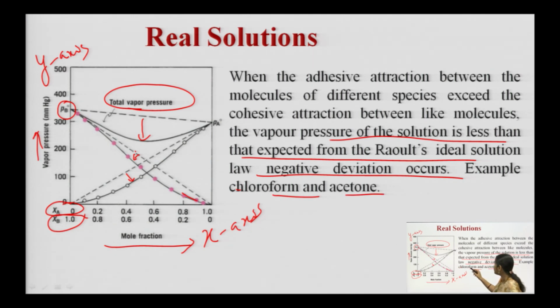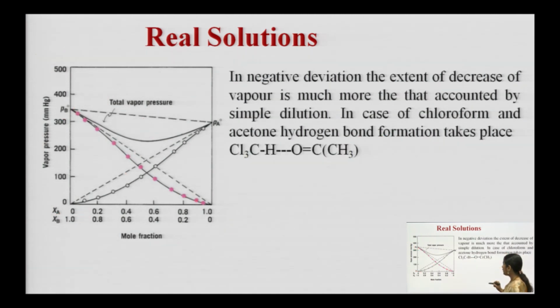An example of this is chloroform and acetone. What happens in case of chloroform and acetone? A hydrogen bond is formed between chloroform and acetone. As hydrogen bond formation takes place, their escaping tendency is reduced compared to what would happen with simple dilution. So, due to the presence of the hydrogen bond, the total vapor pressure has reduced.